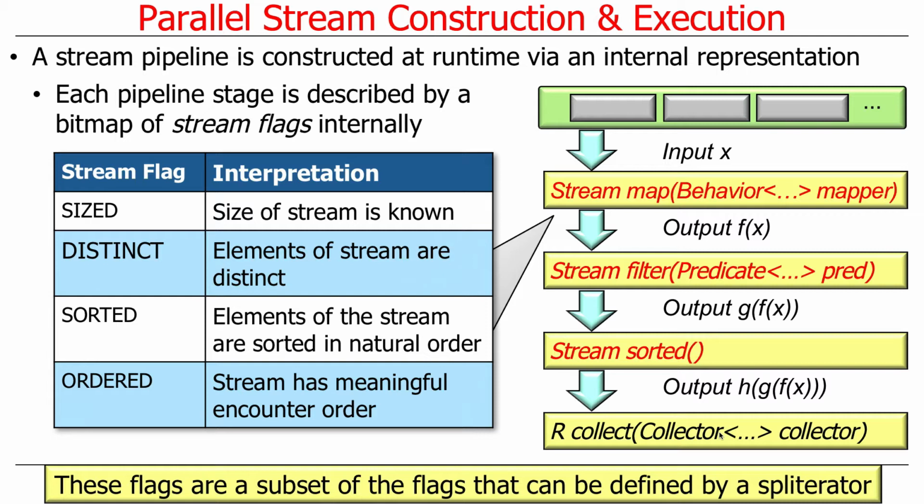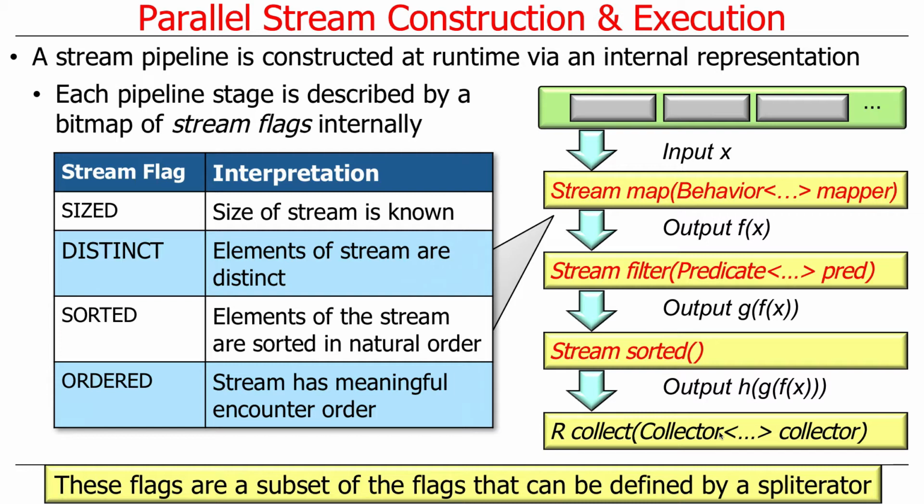There's a flag called sized. Do we know how big the stream is at this stage? Yes or no? Is the stream at this particular stage distinct or not? What would be a situation, just off the top of your head, where a stream would start out with distinct values? What would be an example of something like that? What are some data? Yeah, Andrew. Oh, great, range. That's a good one. Range would be one, because obviously, hopefully there's no duplicate values in a range, otherwise there's a bug.